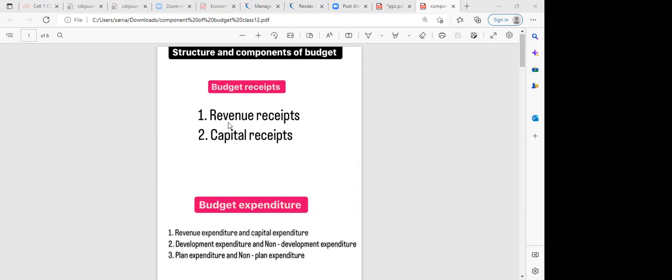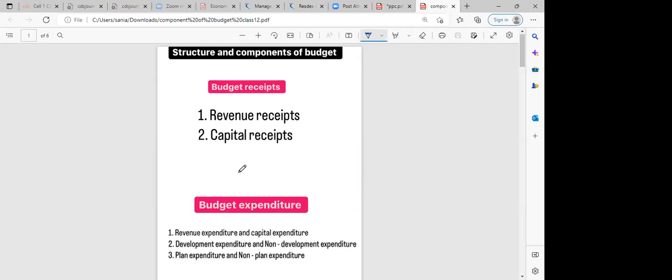Basically, one is receipt and one is expenditure. In the previous class, I also told you about these two things, when there was a statement of budget, like what is budget, the annual fiscal statement. So can anyone tell me what is receipt and what is expenditure?